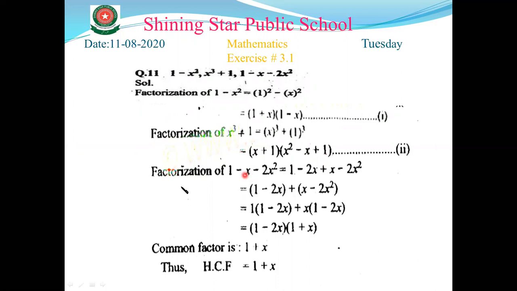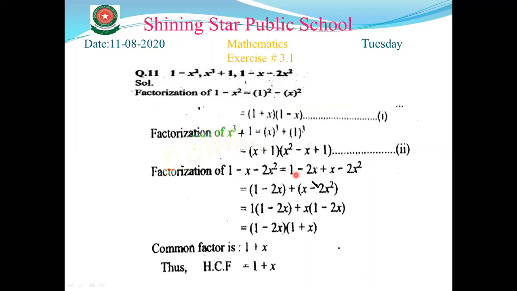Okay. Now factorization of 1 minus x minus 2x square equals 1 minus 2x plus x minus 2x square. How does it become minus 2x and plus x? Because when we solve this by factorization, 1 multiply by 2 is 2. Now we have to find the two numbers. If we multiply them, we must get minus 2, and if we add them, we must get minus 1. So when we multiply 1 with minus 2, it becomes minus 2, and minus 2 plus 1 is minus 1.